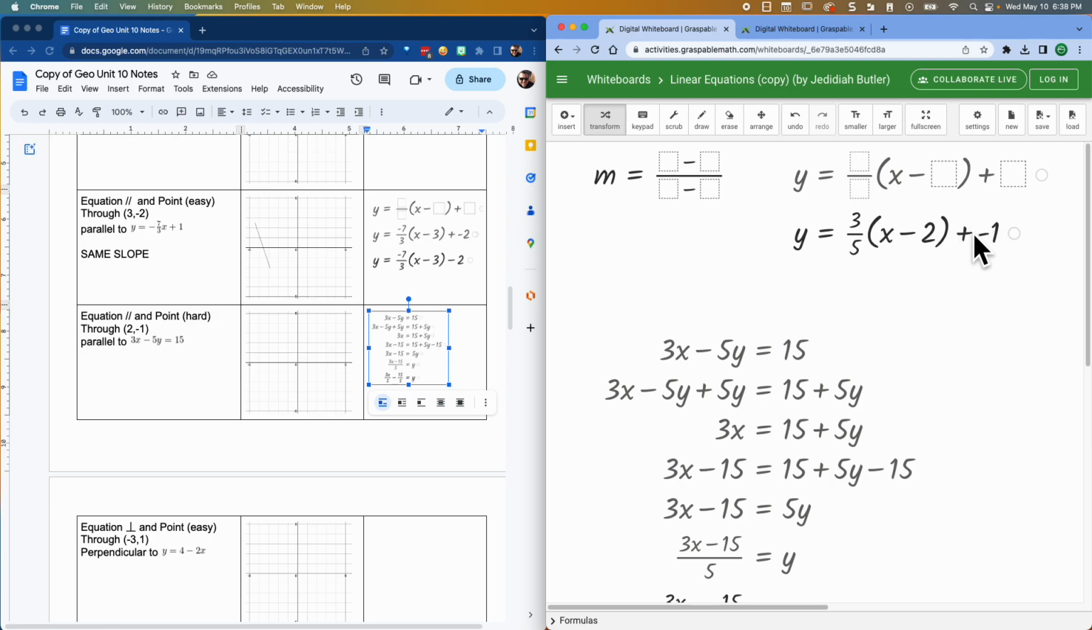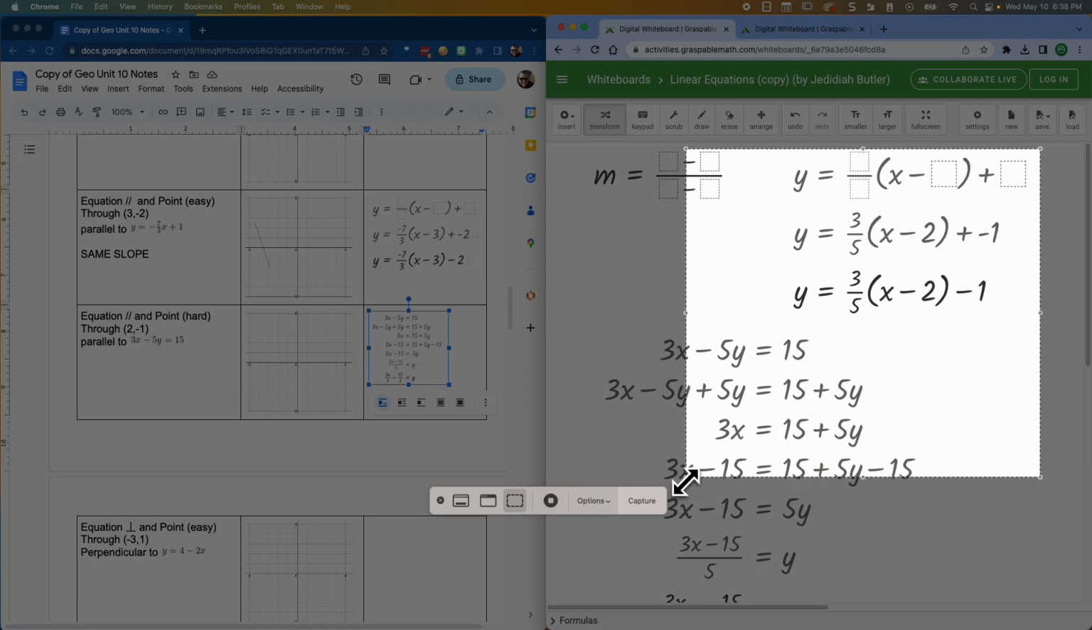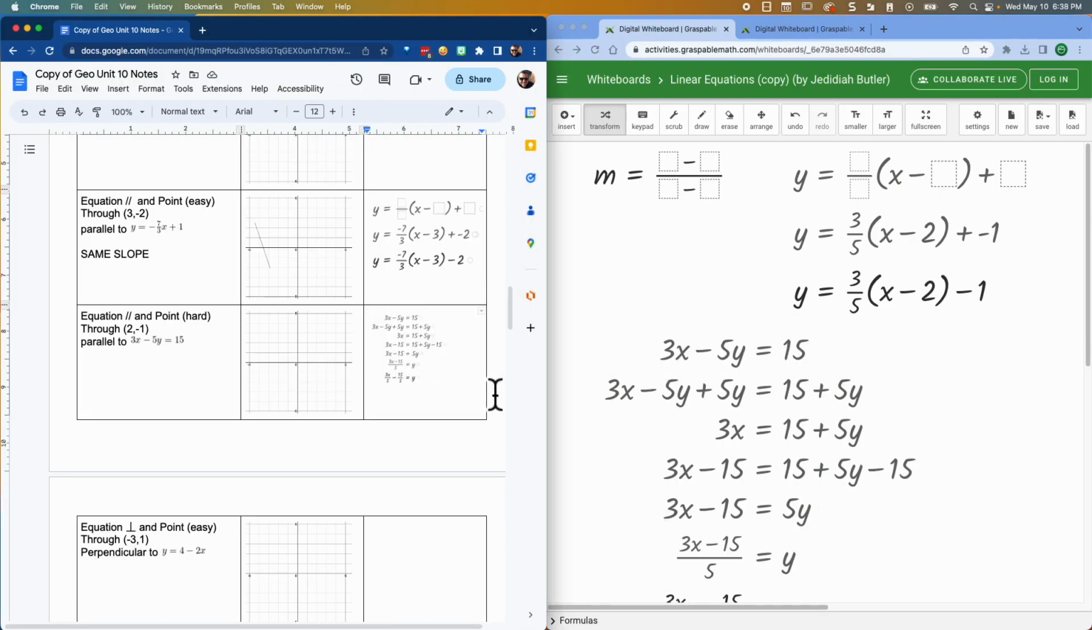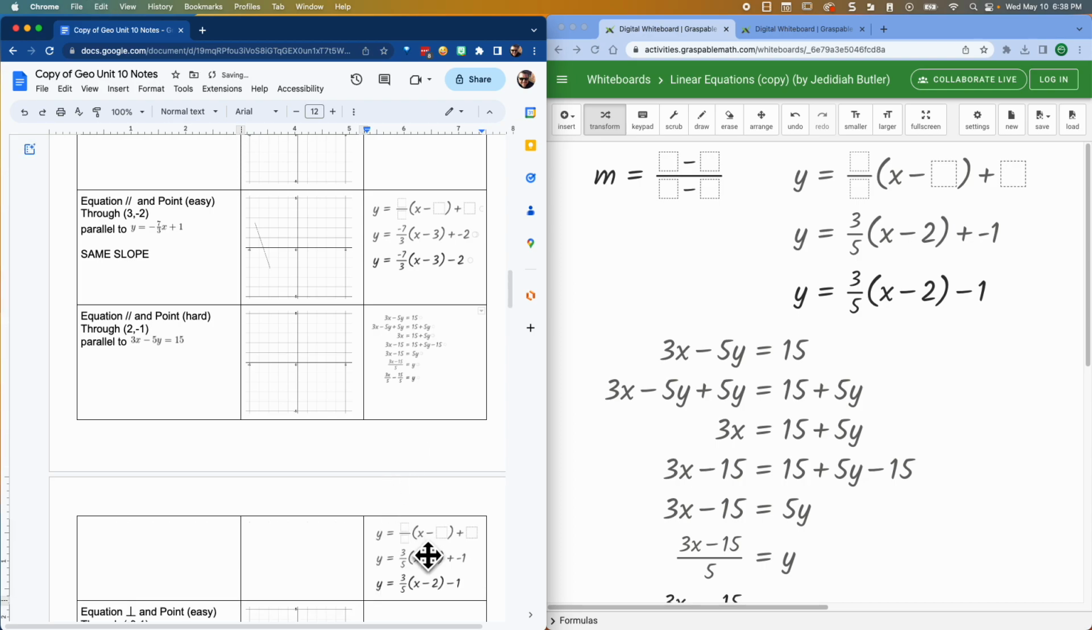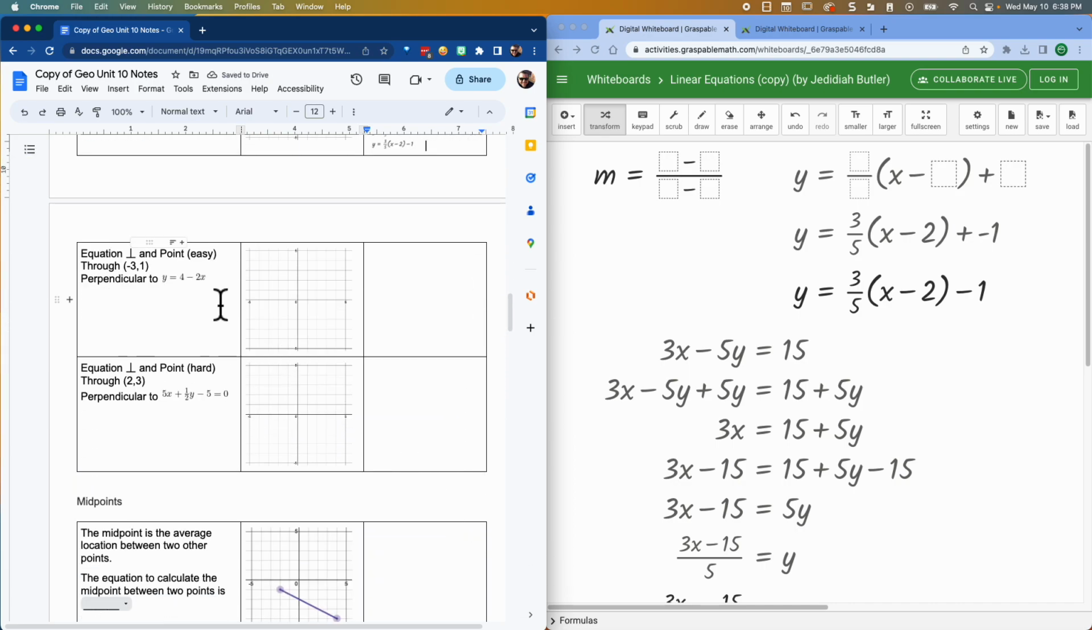Again, when you have two symbols right next to each other, it's just common to clean it up and see what they multiply to. So that would be a negative there. So it's 3/5 x minus 2 minus 1. We have our equation now. We'll shrink this down so we can fit these next to each other. There we go. Now let's start looking at perpendicular.